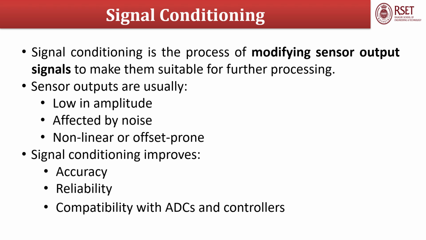Next, an important part that has to be carried out is signal conditioning. Signal conditioning is the process of modifying sensor output signals to make them suitable for further processing. Sensor outputs are usually low in amplitude, affected by noise, and may have offset or non-linear characteristics. Signal conditioning improves accuracy, reliability, and compatibility with ADCs and controllers. Therefore, it is a critical step in sensor data processing.